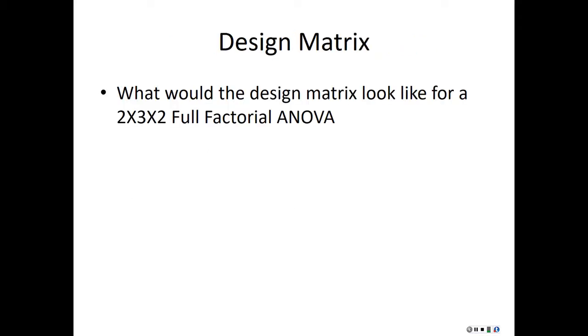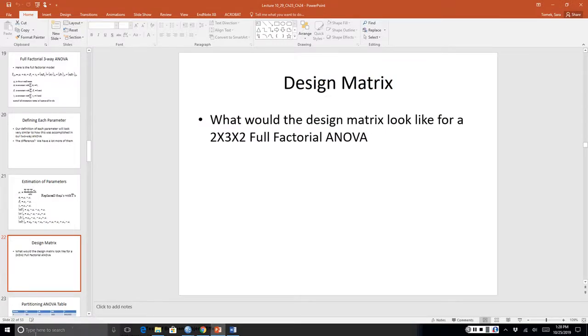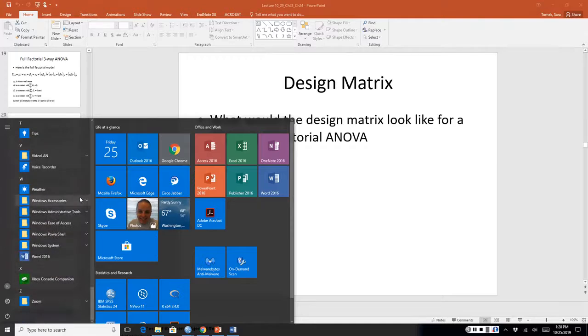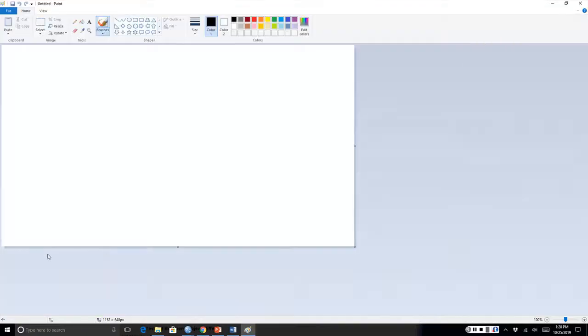Okay, so now the design matrix. So we have a 2 by 3 by 2 factorial ANOVA. So let me go to Paint so I can draw it out for you. Okay, so it's a 2 by 3 by 2. Sorry, I'm drawing with my finger because I don't know where my pen is. Let me try. I guess that's good enough. Okay, so 2 by 3 by 2 design.